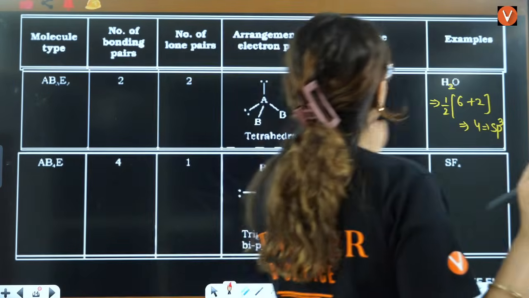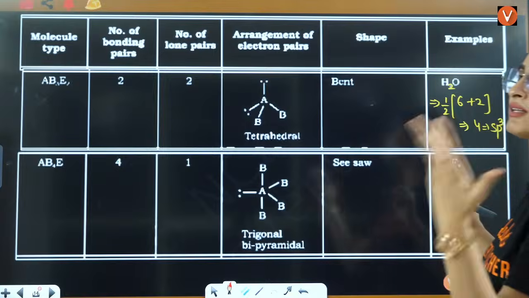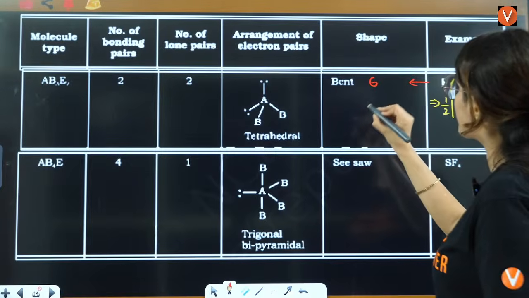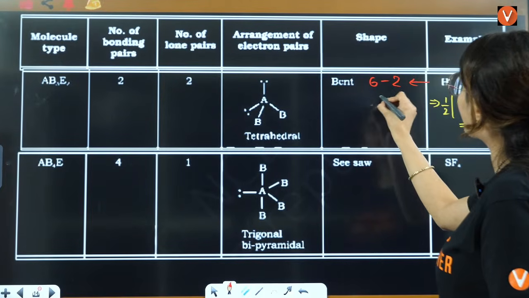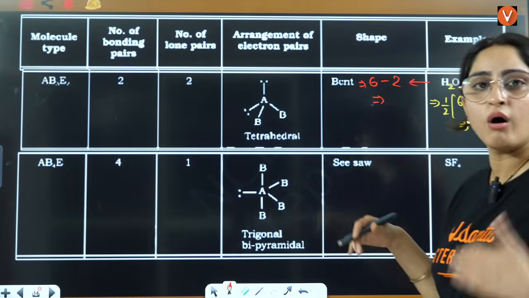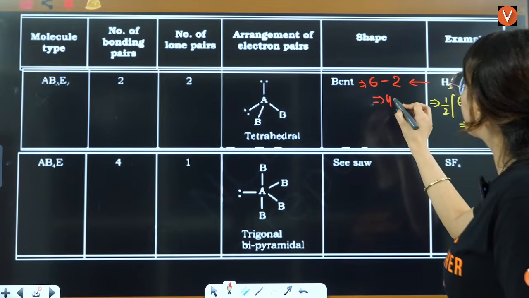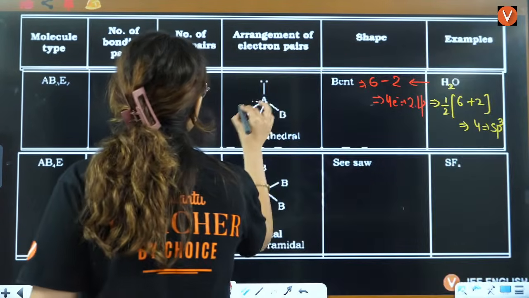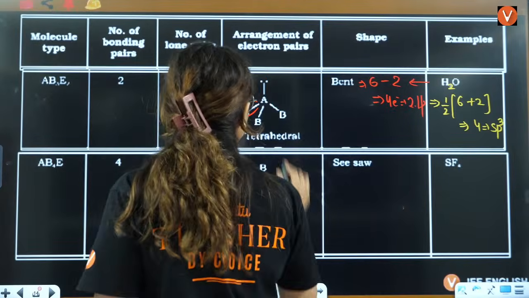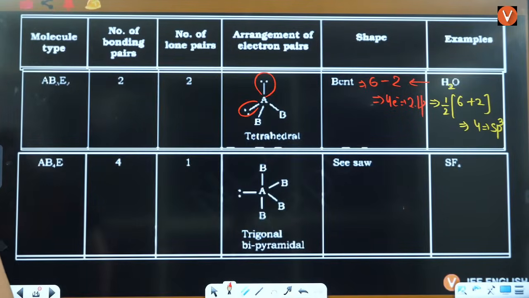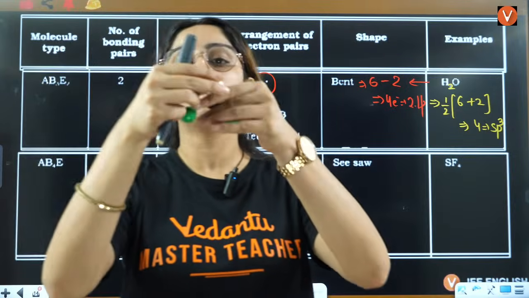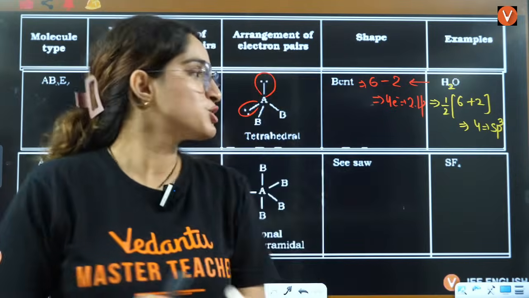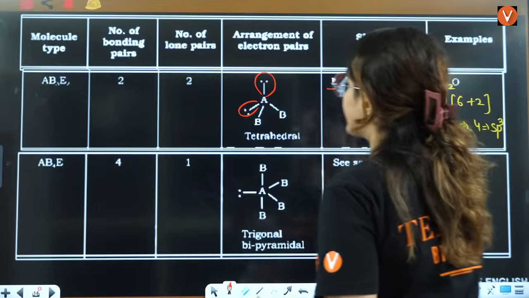Here you can calculate the hybridization, but if you want to calculate the number of lone pairs, you have 6 valence electrons. Out of this, 2 are occupied in bond formation with hydrogen. So you will have 4 electrons, which means 2 lone pairs. That's how you decide that 2 lone pairs are there. When you have 2 lone pairs, this is the geometry. But when you see the shape here, it is a bent shape. So we'll write here, bent is the correct answer.